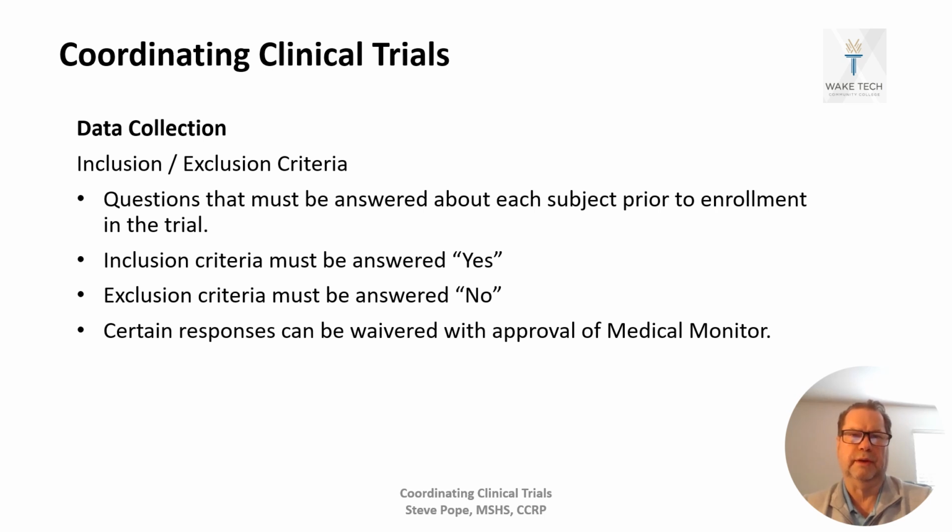If you're using paper source documents, then you should have that PI sign the inclusion-exclusion criteria page with their date and signature validating that subject meets all of that criteria. If you're working with an electronic medical record, the PI should write a progress note in the electronic medical record indicating that subject meets the eligibility criteria for the trial.